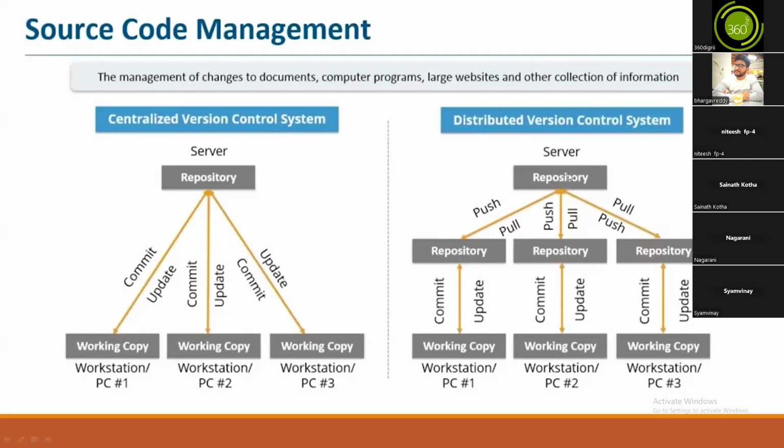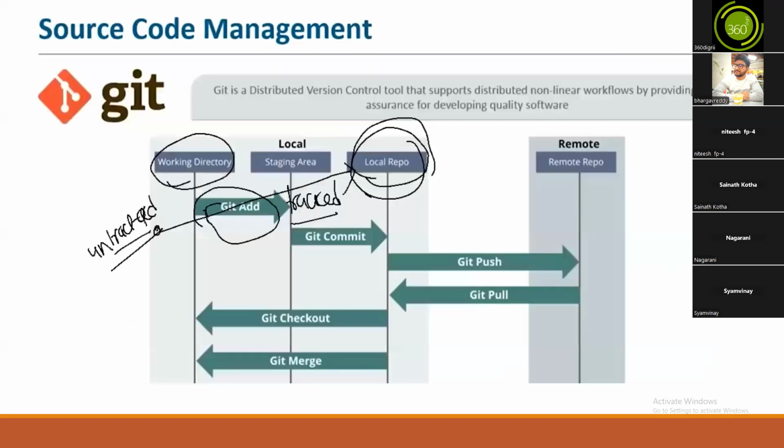But in the distributed version control system, there is a remote repository and there is a local repository. First you send it to your local repository, then we can push and pull to the remote repository. Your data will be available in two ways: one in the local repository, the other in the remote repository. If something goes wrong, we can recover from either the remote or the local repository.